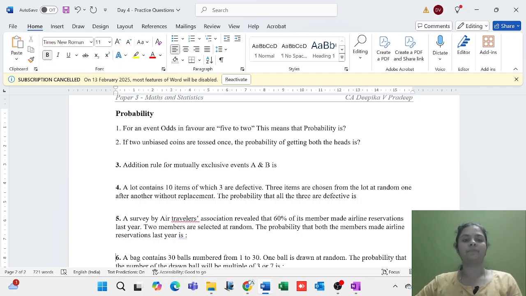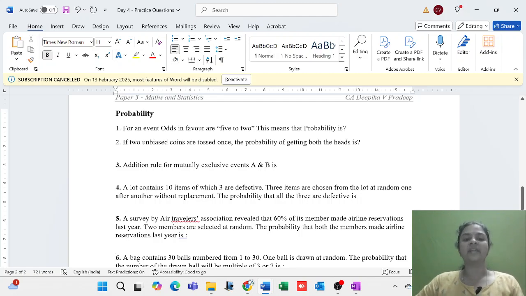Question number 1. For an event, odds in favor are 5:2. So what is the probability? 5:2 is odds in favor. So favorable is to unfavorable is 5:2. So what is the probability? 5 by 5 plus 2. So 5 by 7. The probability is 5 by 7.